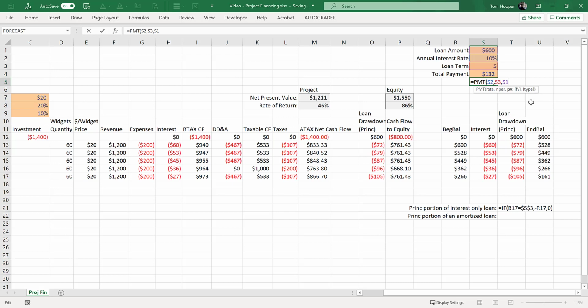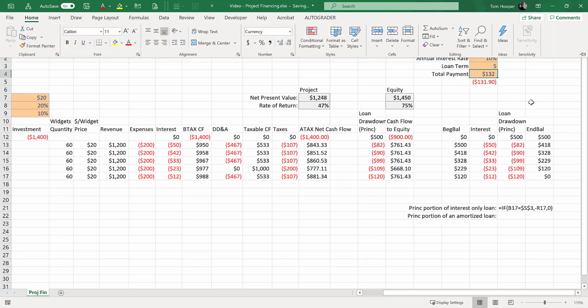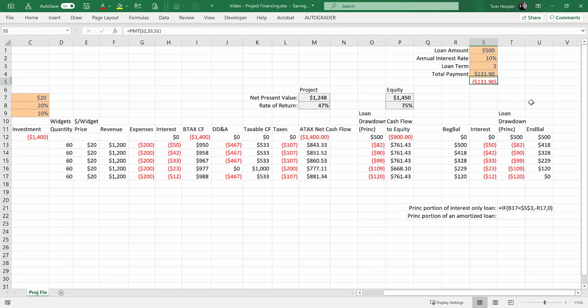Let's just take the defaults, and they'll work fine with one exception. We get a negative number. Let me put this back to 500 and see if we get the right negative number, though. So we do. We get the 132, or if I show those decimal places, 131.90. So PMT works, but why is it negative? This bothers a lot of students.